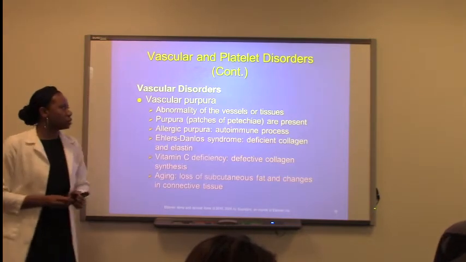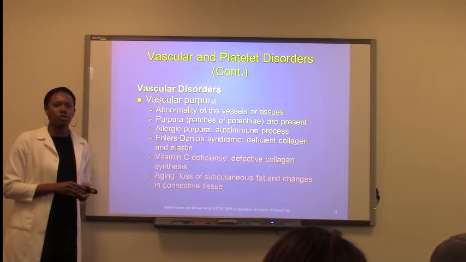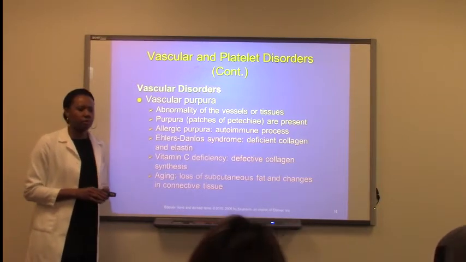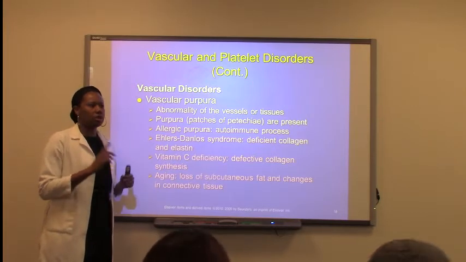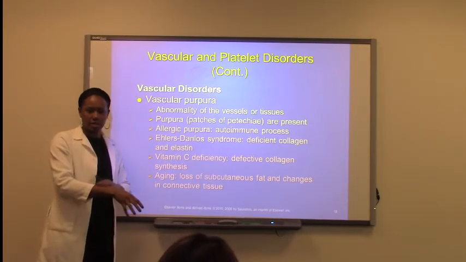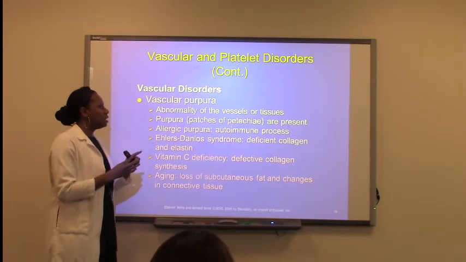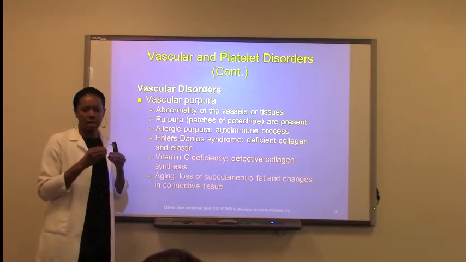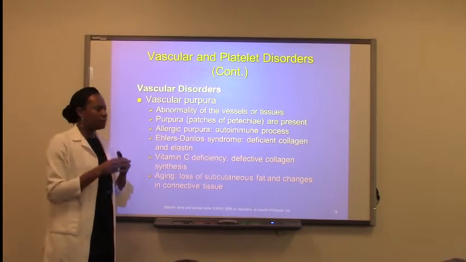Okay, now, the first one we're going to go over is something called vascular purpura. Okay, now vascular purpura, I showed you a picture the last time we were together, showing you pictures of the different skin lesions, or things that are found on the skin. So keep in mind that purpura is going to be pretty much what we call the patches of petechiae that are present, so they're just larger patches.